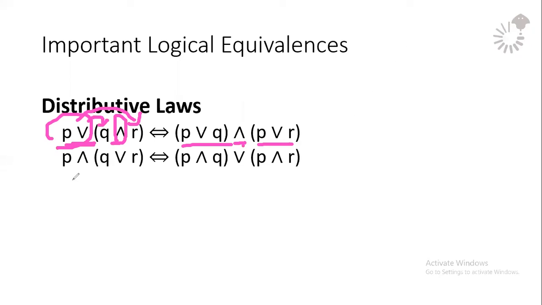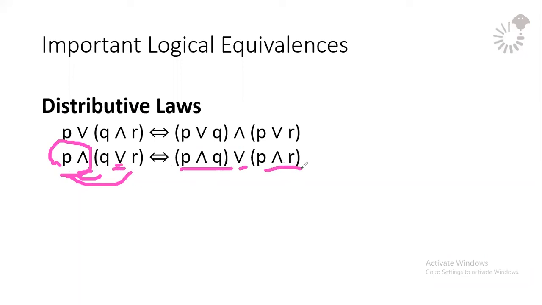Yan yung distribution. This one, this is and, this is or, hindi pareho. We cannot apply associative, but we can apply distributive. Distribute P and P conjunction to Q, this one, and then or P conjunction to R, this one. Distributive law. Follow? Yes po, nasundan? Opo. Next.